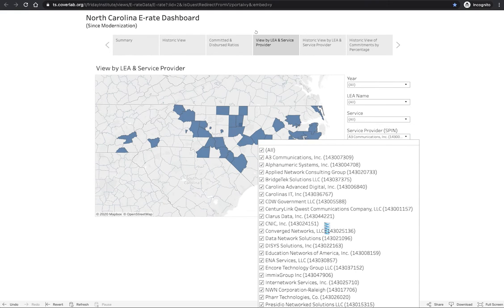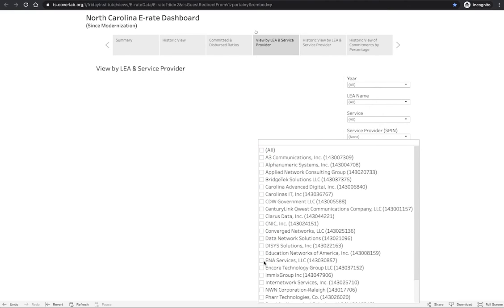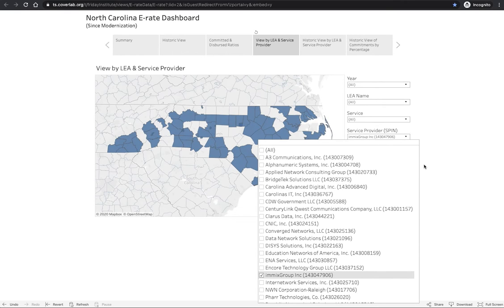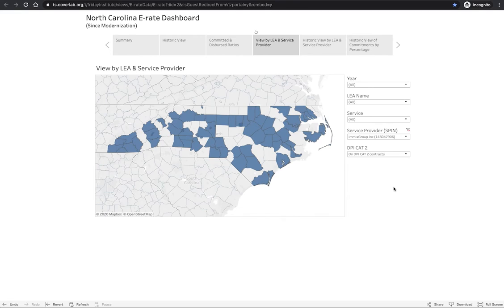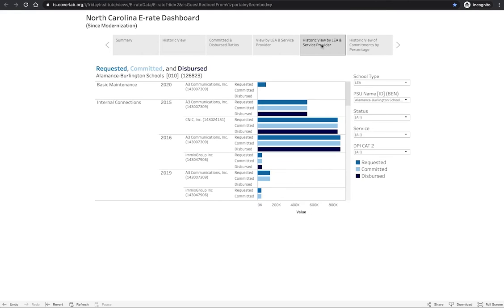So this is kind of great. I happen to know that Immix was the biggest provider, and that makes sense probably because they provided a lot of Cisco gear, the big network provider. So here are all the counties and districts that received services from MX Group, and you can go down and see each one. And then we have a historic view over the years.